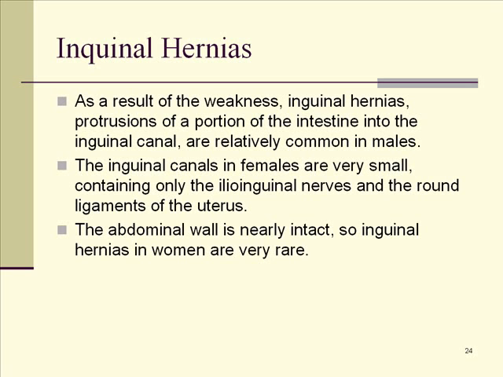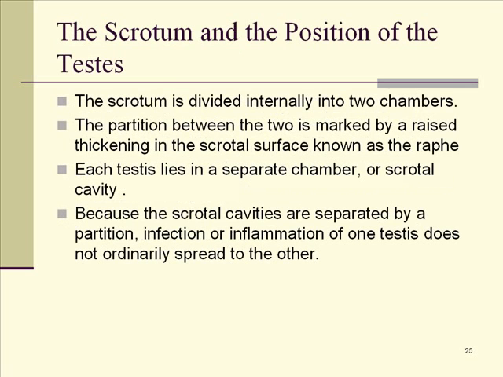The inguinal canals in females are very small, containing only a small inguinal nerve surrounded by the ligaments of the uterus, so it's a very tiny opening, and in comparison with the umbilicus, it is not the path of least resistance, so you do not commonly see women suffer from inguinal hernias. The abdominal wall is almost completely intact, with the exception of those 3 points, the 2 inguinal rings and the umbilicus. And so again, that's why you can see herniations occur there.